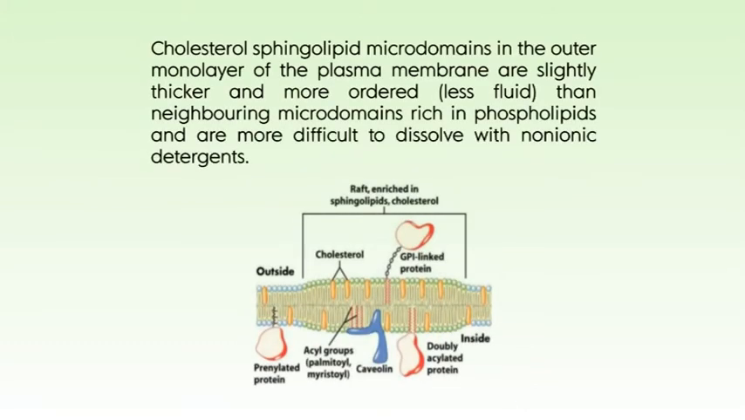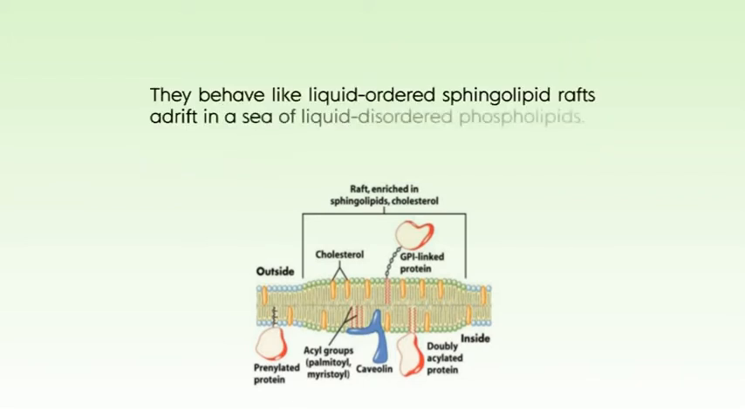So, cholesterol-sphingolipid microdomains in the outer monolayer of the plasma membrane are slightly thicker and more ordered, which is less fluid than neighboring microdomains rich in phospholipids, and are more difficult to dissolve with non-ionic detergents. They behave like liquid ordered sphingolipid rafts adrift in a sea of liquid disordered phospholipids.